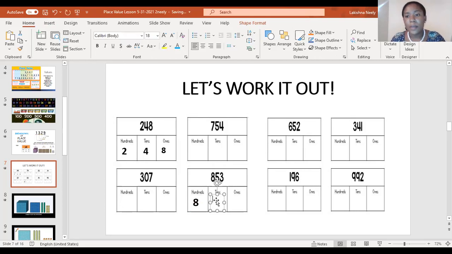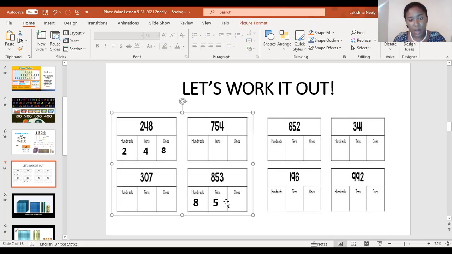So let's see the number again. 853. So which number gives off the value of 10? Remember, we count by tens. 10, 20, 30, 40, 50, 60, 70, 80. So let's look at the numbers. 853. Correct. So 5 gives us off the value of 50 when we're counting up by tens, right?